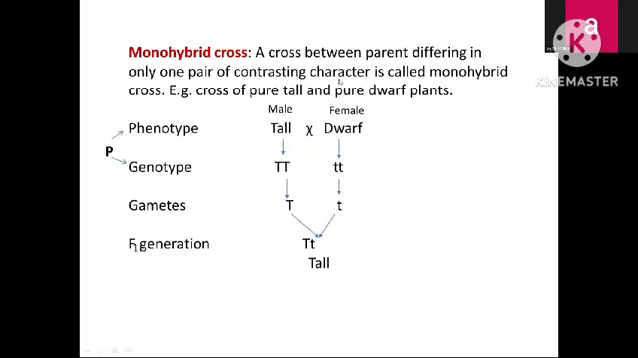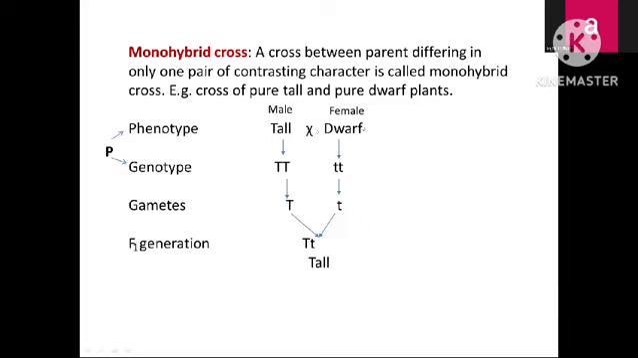So, out of the 7 pair of contrasting characters from pea plant, we are going to take example of height of plant, that is tall and dwarf. So, phenotype of plant is tall and dwarf. Phenotype means external appearance of plant. So, cross takes place between pure tall and pure dwarf plant.